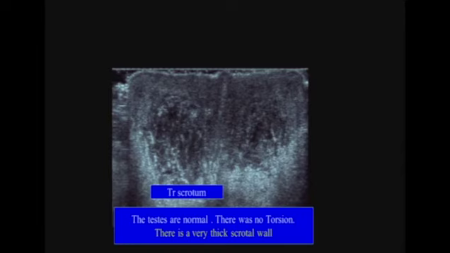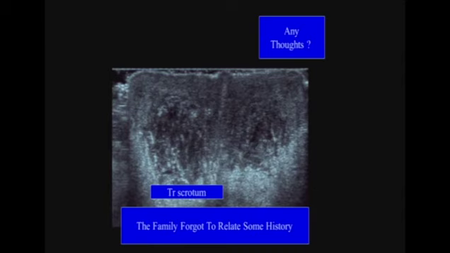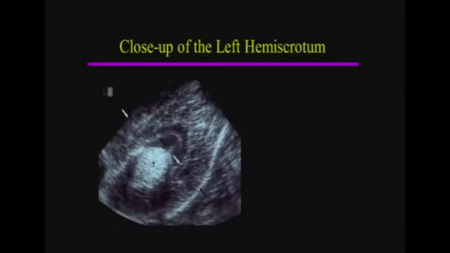This is just another view of the scrotum in an area above the testicle. I was just showing you how thick the scrotal wall was, and any thoughts about the cause. So the family forgot to relate some history, and that was that the patient had nephrotic syndrome and the scrotal wall was very edematous. So a kid with low protein, a kid who has a nephrotic syndrome may show up with an enlarged scrotum that may simply be scrotal wall thickening.